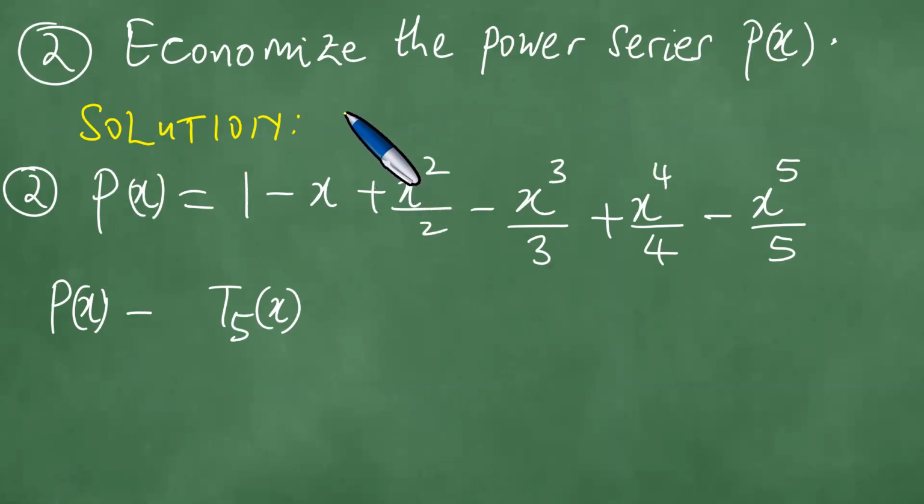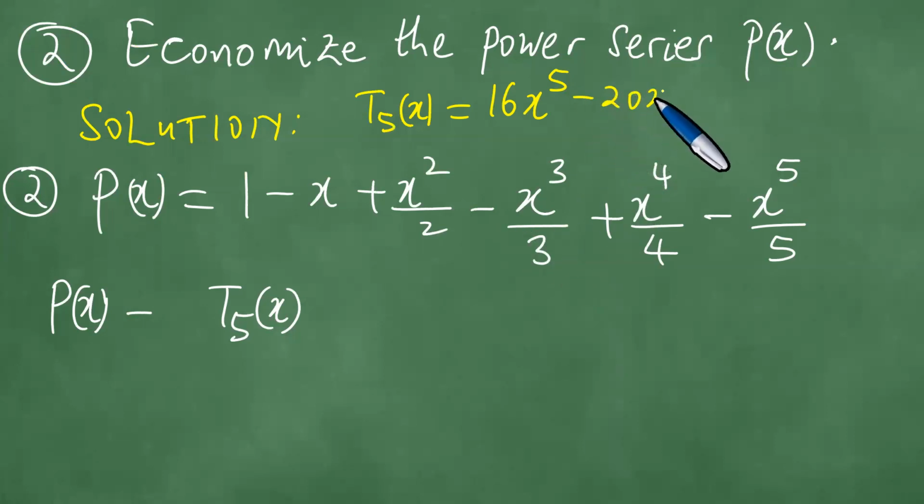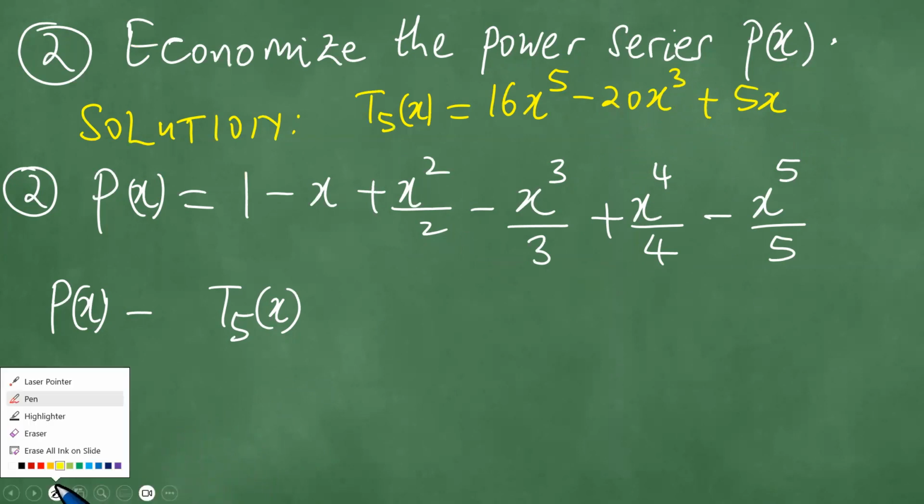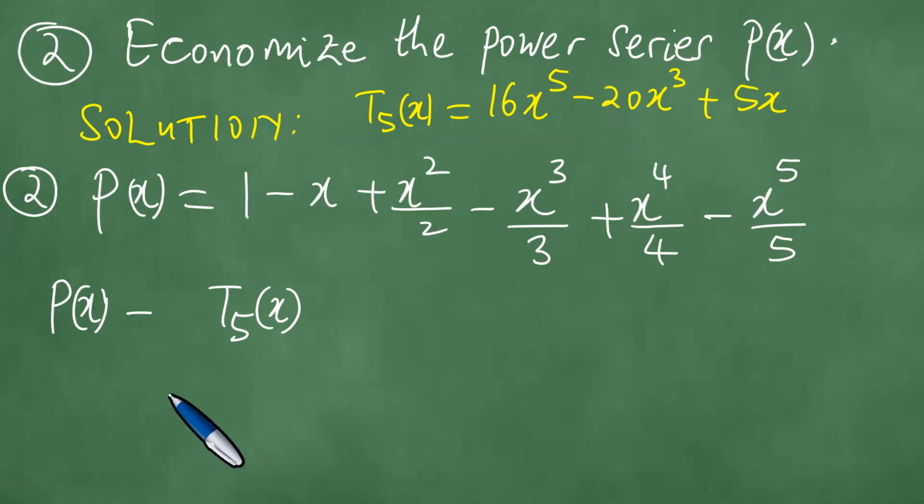which means it is T5, which is 16x to the 5th power plus 5x. Okay, that is T5, the Chebyshev polynomial of degree 5. So we need to eliminate the 5th power. Let's eliminate the 5th power by any algebraic manipulation possible.